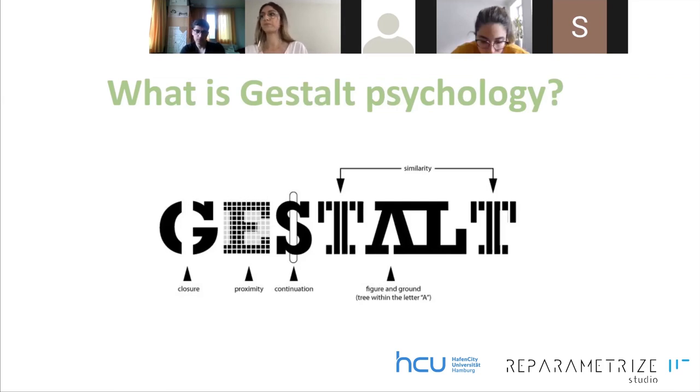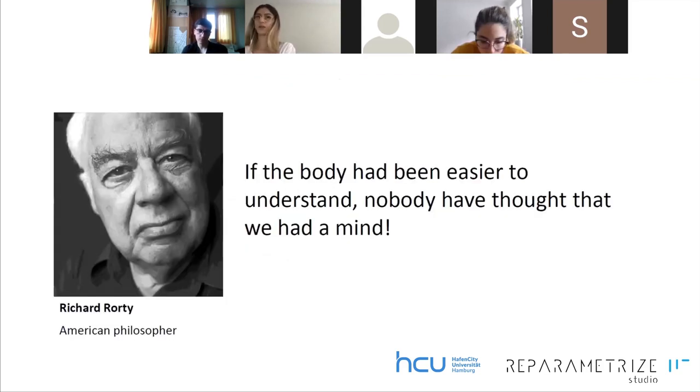So if we look at the core of architecture, we have to link it to other fields of study, like psychology, neuroscience, or philosophy. If you go to the second page, Richard Rorty, an American philosopher, said a really nice sentence: if the body had been easier to understand, nobody would have thought that we had a mind. And this is so true.